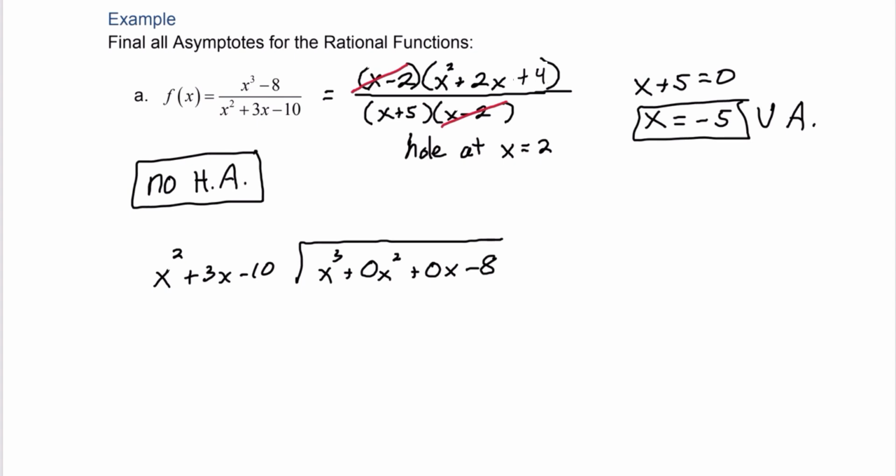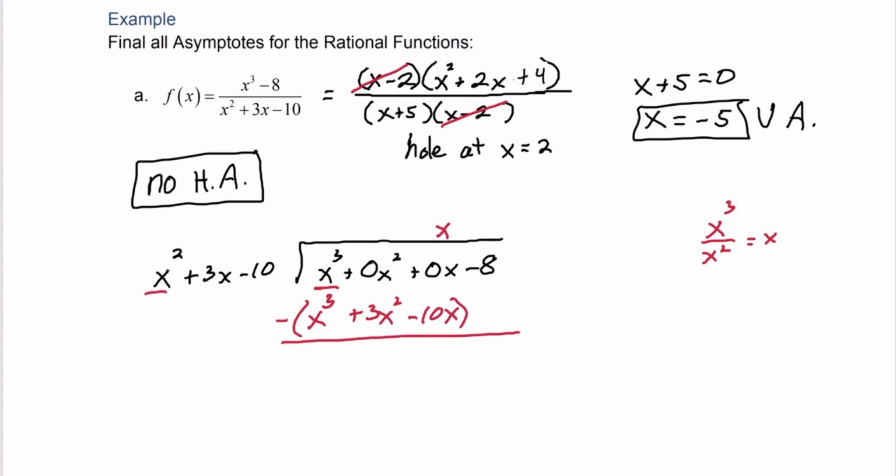And from here, we take the first term and divide it by the first term. If you want to, we can do that off to the side. X cubed divided by x squared is x. That goes in the quotient. Then we distribute. X cubed plus 3x squared minus 10x. We'll then subtract that. The x cubeds go away. We're left with negative 3x squared plus 10x, and then we drop down the negative 8.